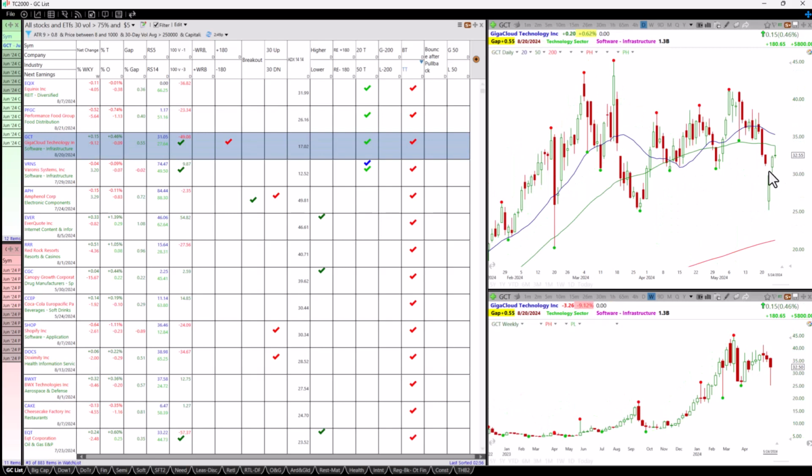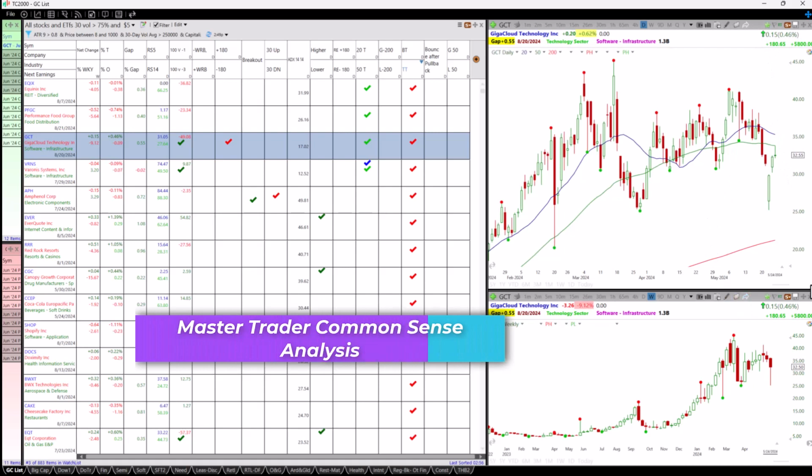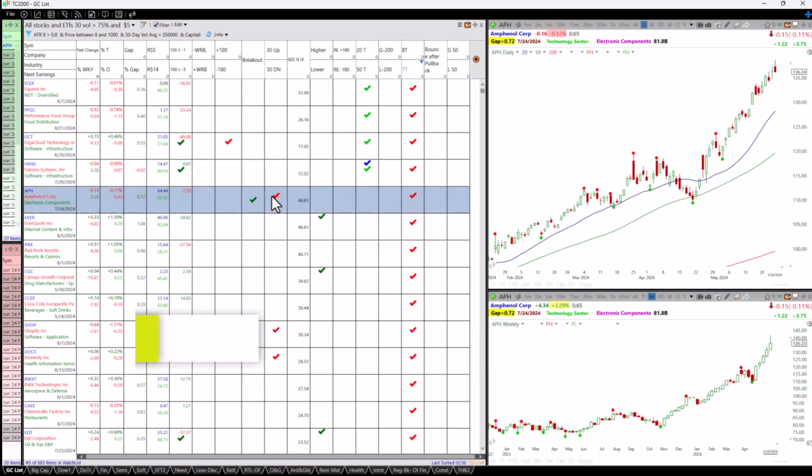Okay, here's one that gapped lower. It retraced into resistance. It may be ready to roll over. It's not ready just yet, but I can put it on an interest list and then come back to it. All right, breakouts, again, stocks breaking out and so on.